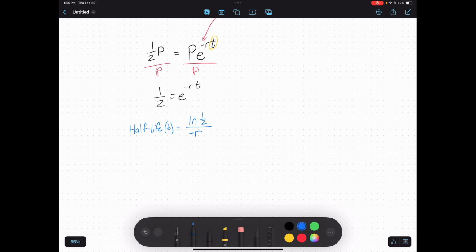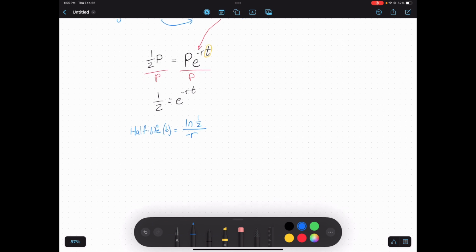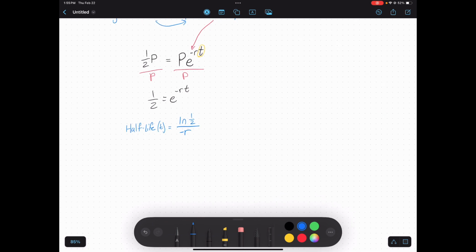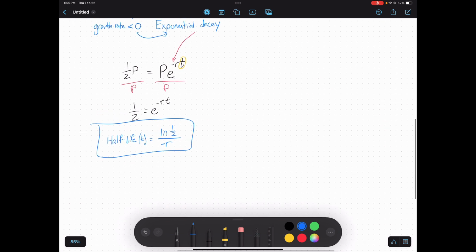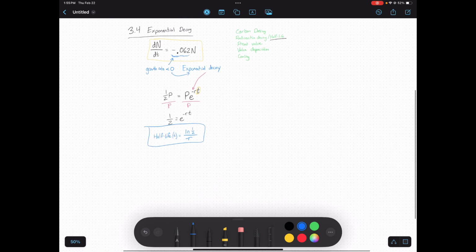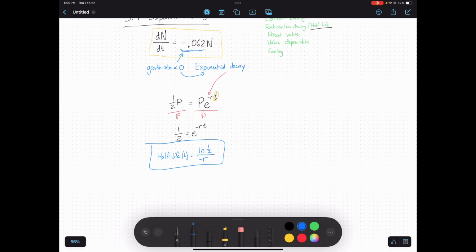That rate should be negative. So I'll put a negative there just to remind you that your rate should be negative. Okay, and that'll give you your half-life. So you'll have a few problems on the homework where it's like calculate the half-life of this certain value. And you're welcome to pause the video and work on those right now. So let's actually do an example of half-life.